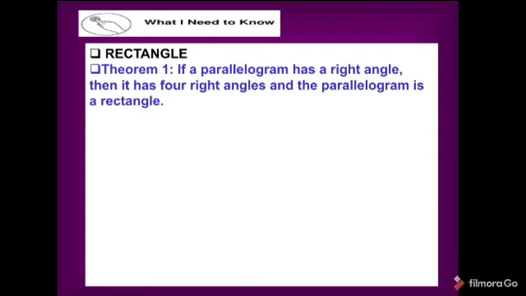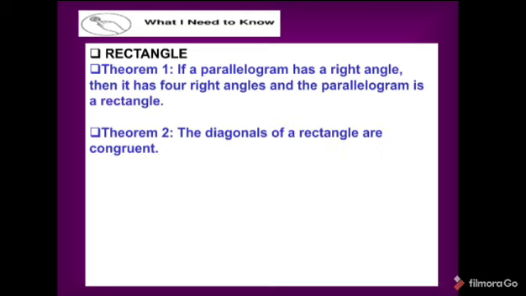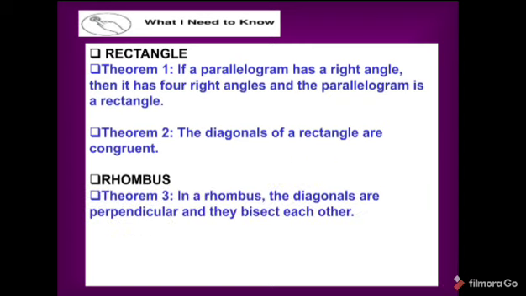Theorem number 1 states that if a parallelogram has a right angle, then it has 4 right angles and the parallelogram is a rectangle. The second theorem states that the diagonals of a rectangle are congruent. Next up, we have the rhombus. Theorem number 3: in a rhombus, the diagonals are perpendicular and they bisect each other.